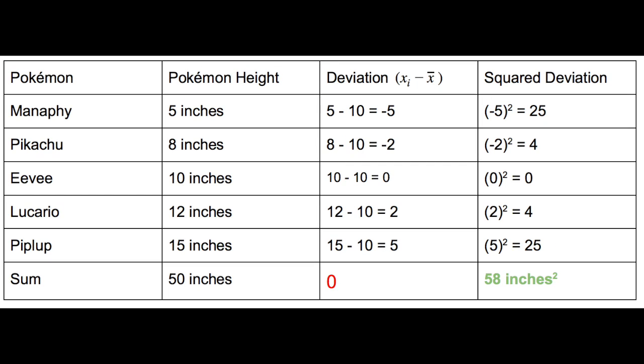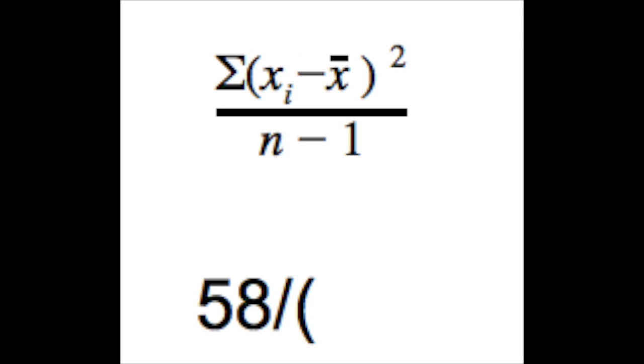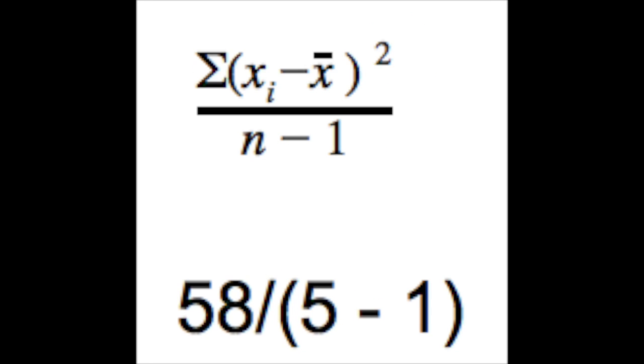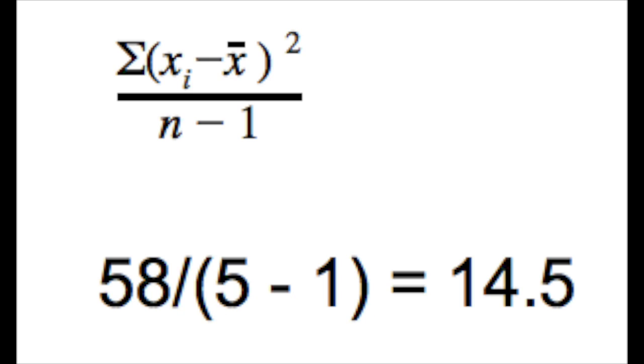You total the squared deviations and get 58. Remember that the units are also square, so let's find our variance. 58 divided by open parentheses 5 minus 1 close parentheses is 14.5. But we can't stop here.